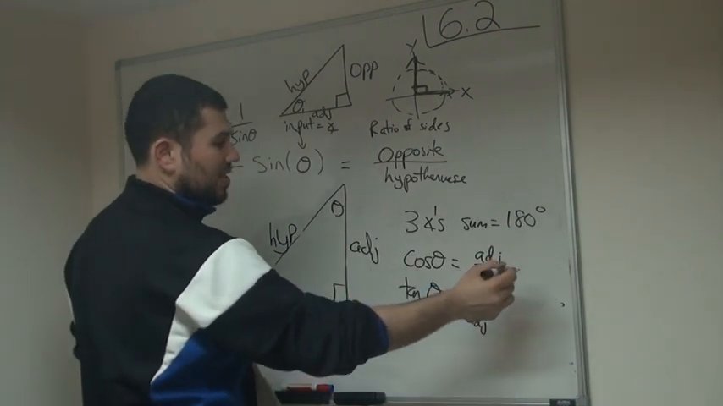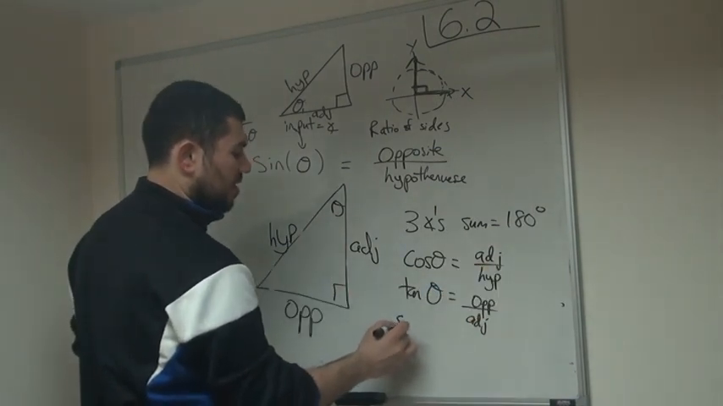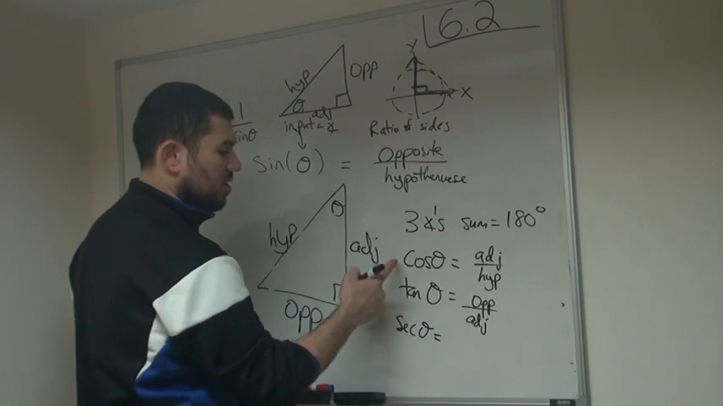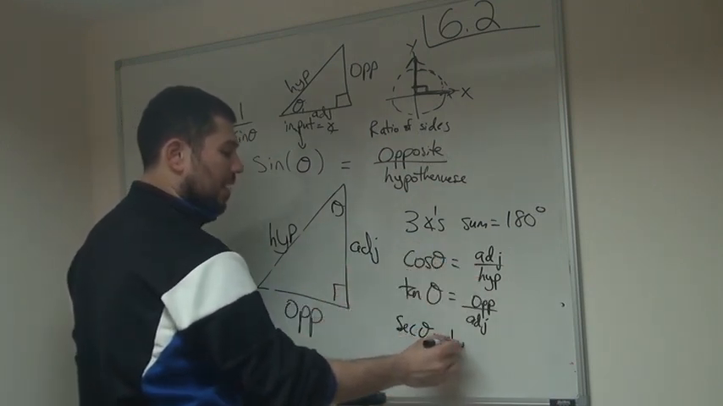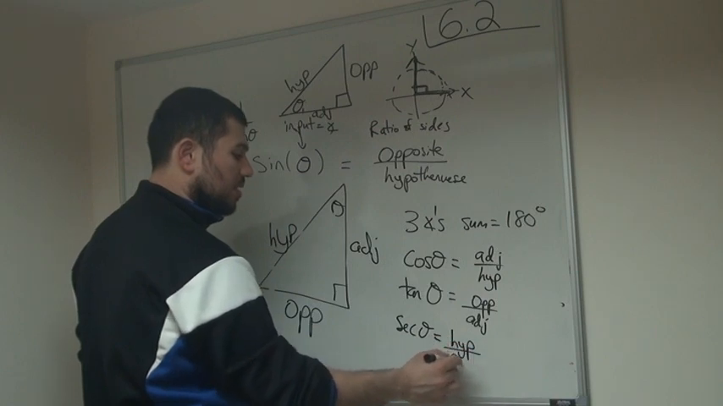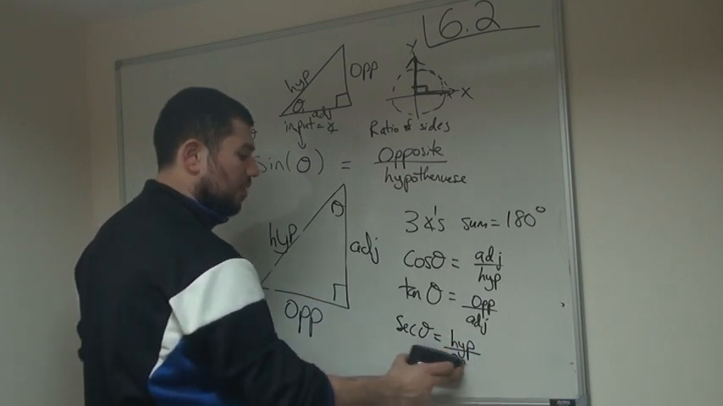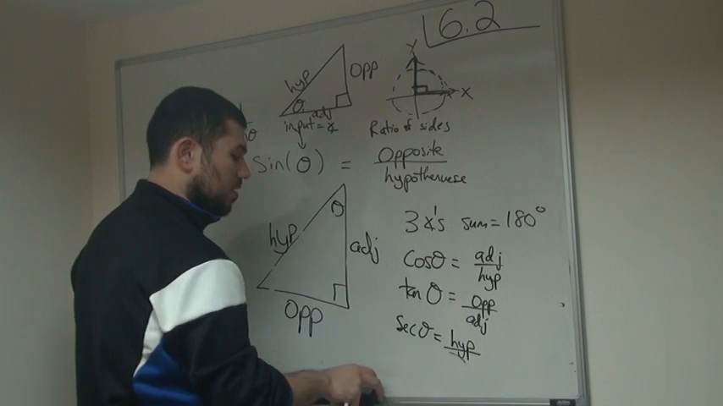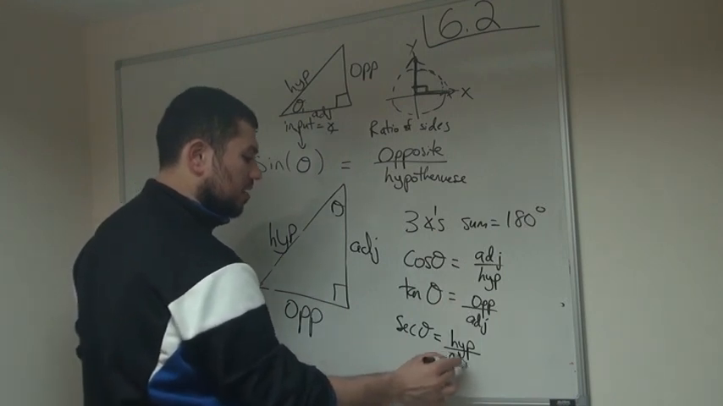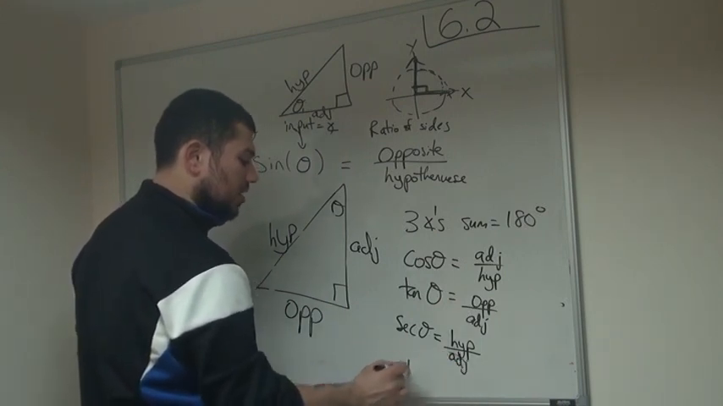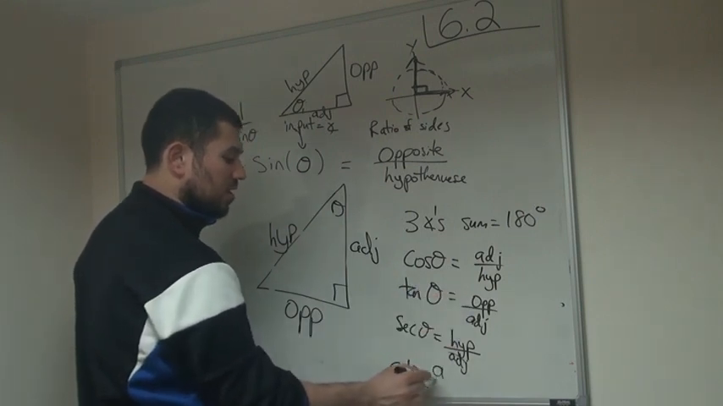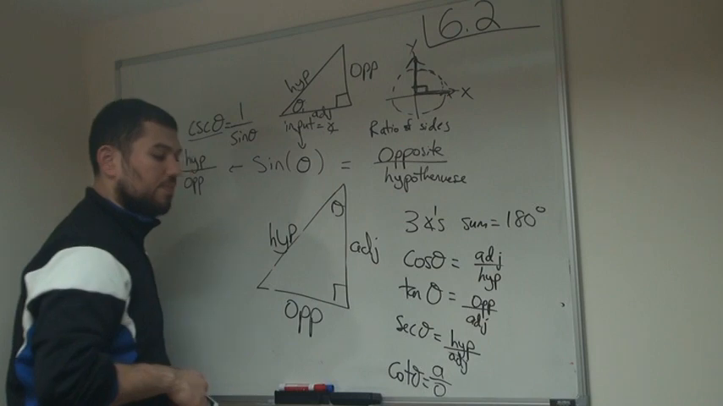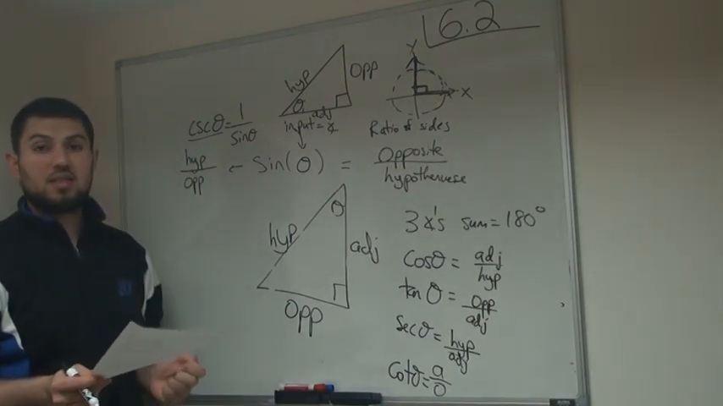Then we see secant of theta, which is the reciprocal of cosine of theta. It's the hypotenuse over adjacent. Again in your slides. And then the cotangent of theta, which is the reciprocal of tangent. Adjacent over opposite. A over O. All of that in our slides.